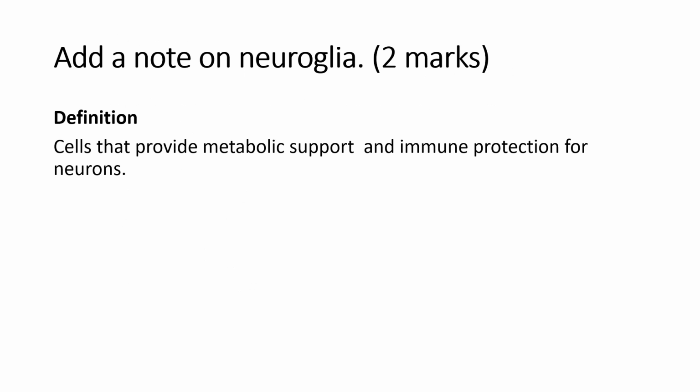The second part of this short essay is add a note on neuroglia. First, you have to define what is neuroglia. It is the cells that provide metabolic support and immune protection for neurons.